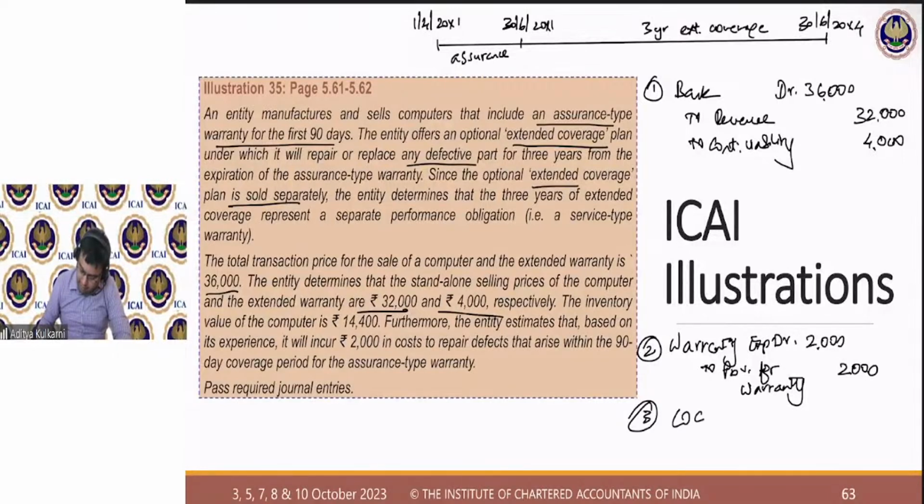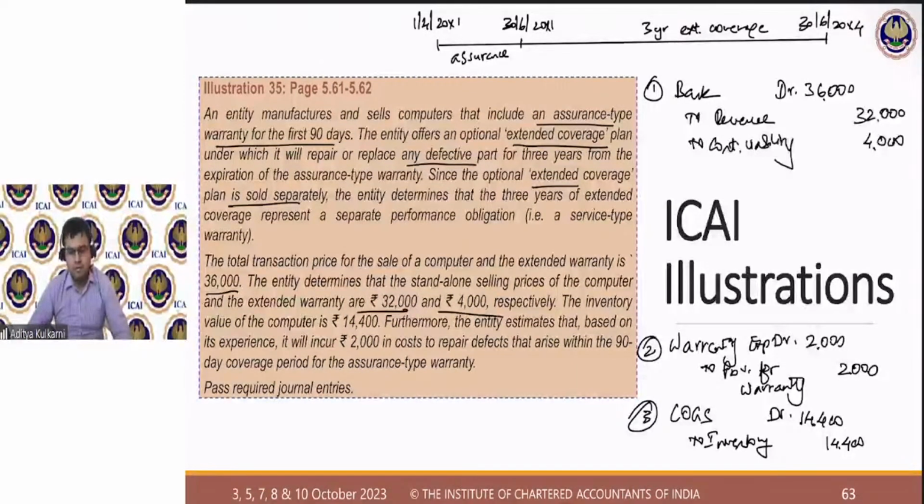And then the third entry will be, they have given the cost of inventory also. So you will have COGS account debit, cost of goods sold. Basically, you are recognizing the cost of goods sold. So COGS account debit to inventory. This is going to be 14,400. So these are the three sets of entries that you will pass.